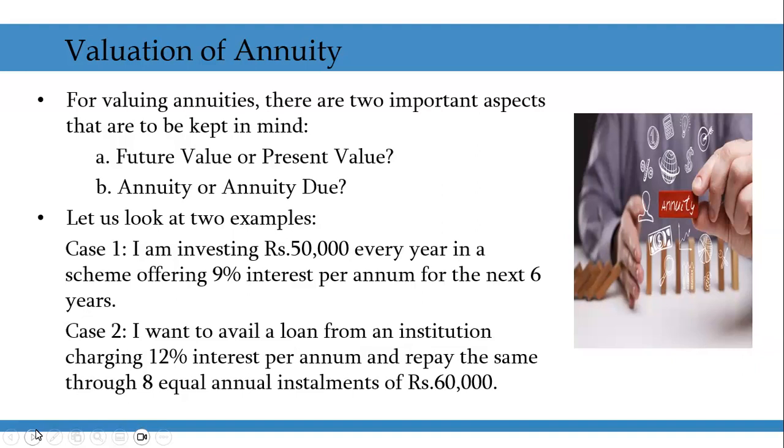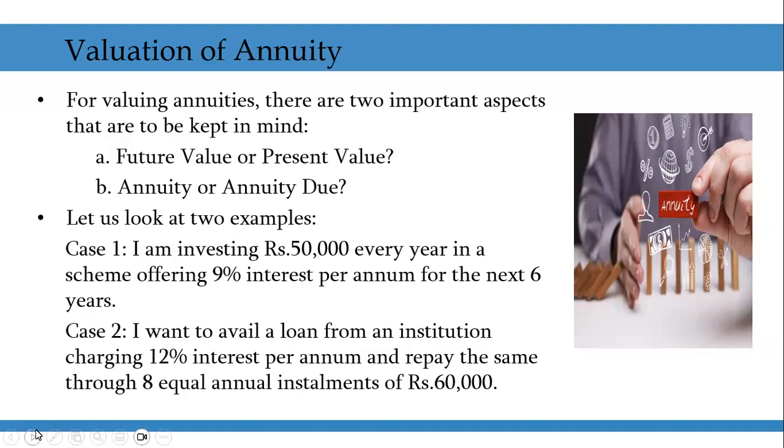The first case is, I'm investing rupees 50,000 every year in a deposit scheme offering 9% interest per annum for the next 6 years. So here what is happening is, I start paying 50,000 from today for the next 6 years, every year. At the end of 6 years, I will be getting the entire amount back along with the interest. So here, the bulk cash flow is at the end and the uniform cash flows are starting today. Therefore, since the uniform cash flows are starting today, it is annuity due. And since the bulk cash flow happens at the end of 6 years, it's a future value model.